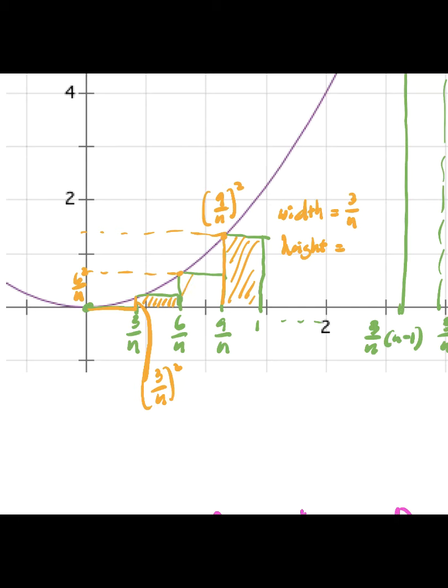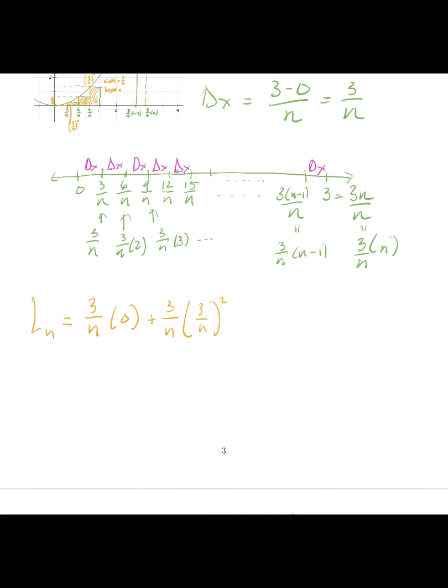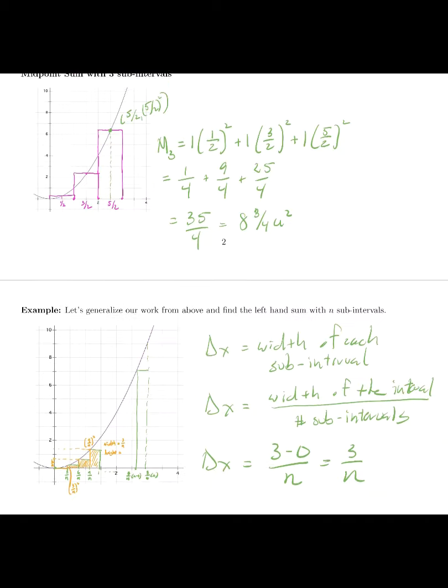The next rectangle right here, width, always the same, 3 over n. Now this time the height is the output of the function at 6 over n. Then we get that next one that we saw, 3 over n times 9 over n squared. We see a pattern going on here. All the widths are 3 over n and all the heights are 3 over n squared, plus we keep adding 3 over n until we get down here to our last rectangle.